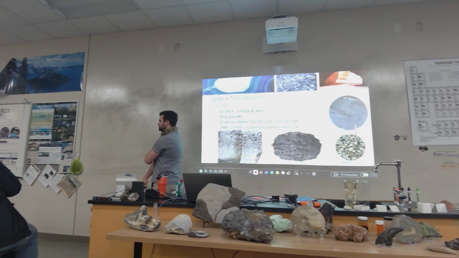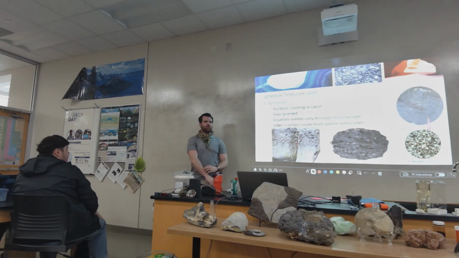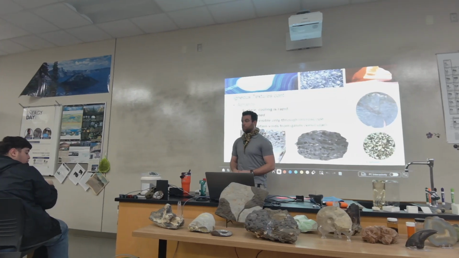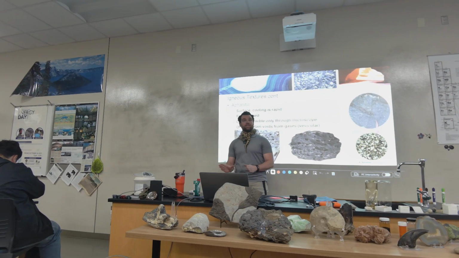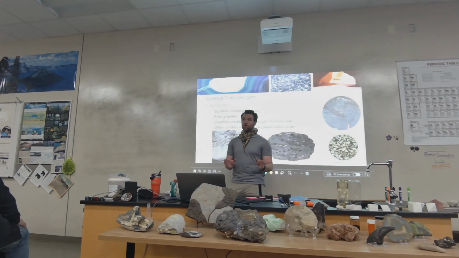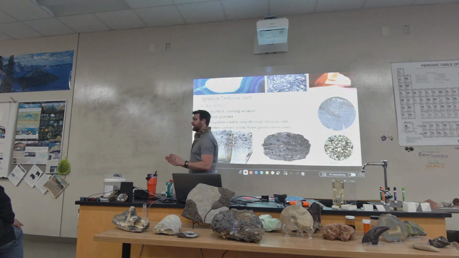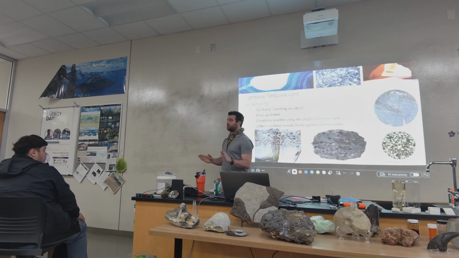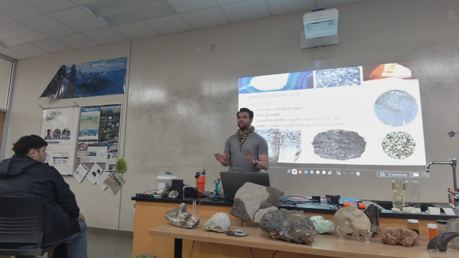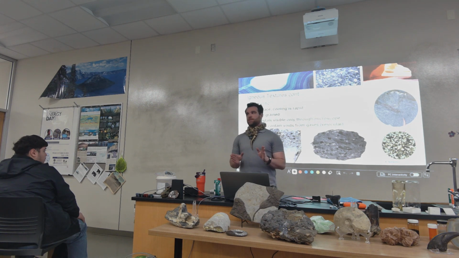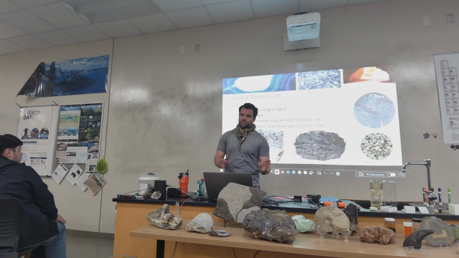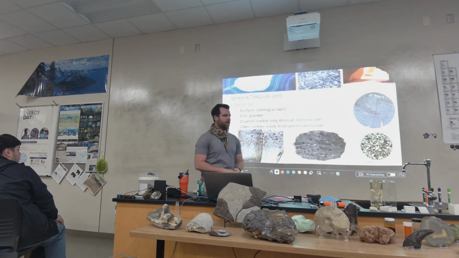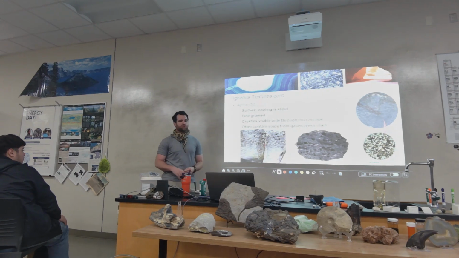Aphanitic texture are those which have crystals so small you cannot see them with the naked eye. Not only is that a great indicator that it is extrusive, it's also a description of texture. You can get these two answers from making the same observation here, okay? So aphanitic describes the crystal size here. Cooled quickly near the surface. It's a pretty good hypothesis to make from that observation.